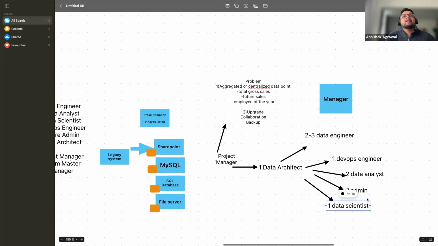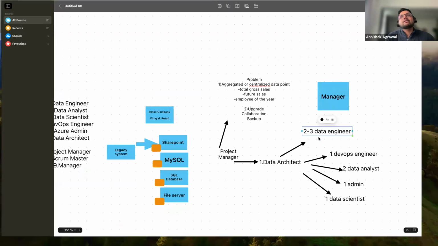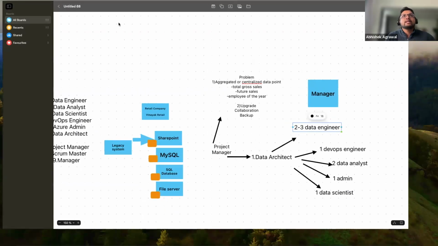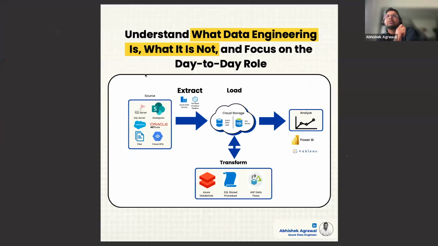Now, what is the job of each and every guy, right? So let's try to understand that now. So in the whole project, what will the data engineer do? This is the most important part, right? The data engineer will try to migrate the data from one point to another, and he will do the ETL process. The data engineer will migrate the data from this place to this place.